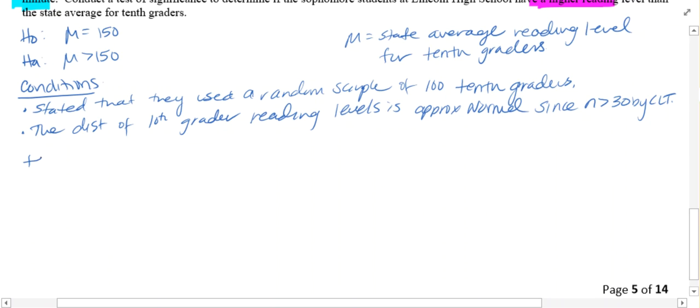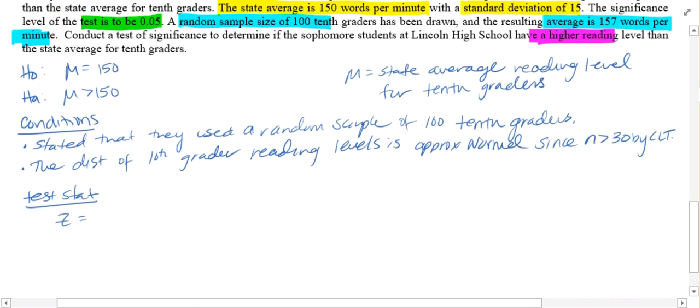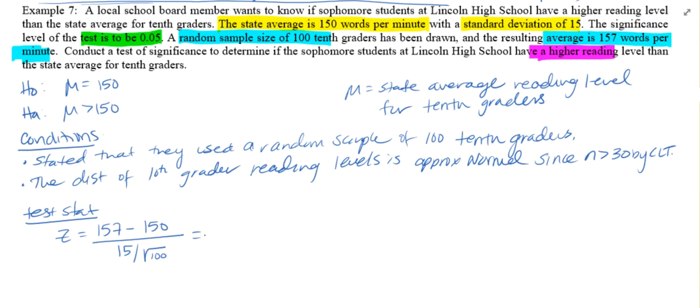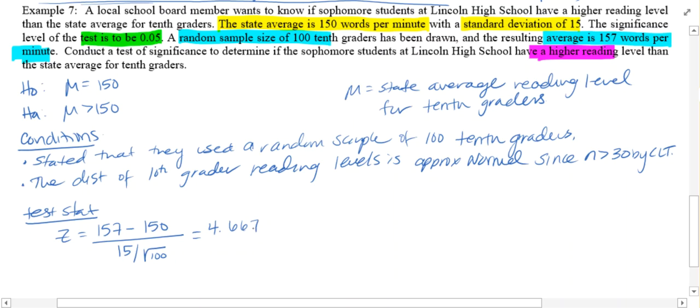Okay, so now we get to our test statistic. Again, we know the population standard deviation, so this is going to be a Z test statistic. I take the sample mean, which is 157, minus the population mean of 150. I'm going to take the standard deviation 15 and divide by the square root of 100, square root of n. So go ahead and calculate that. All right, so you should get 4.667.